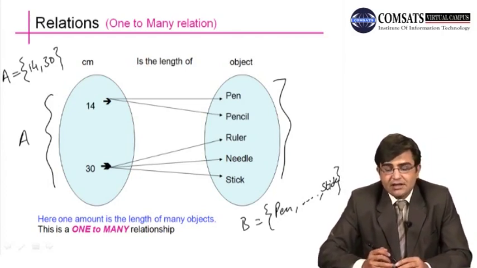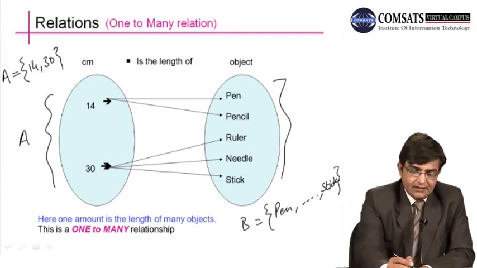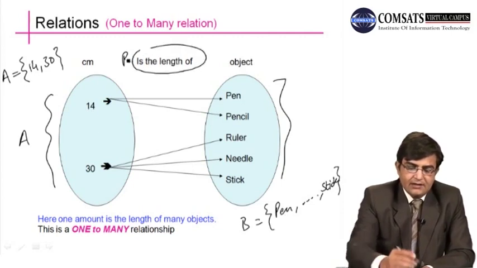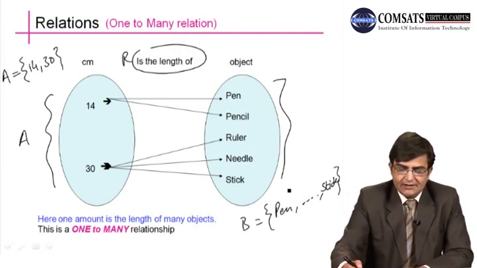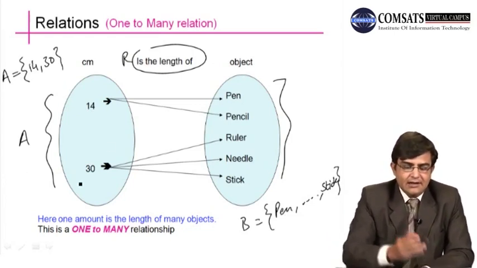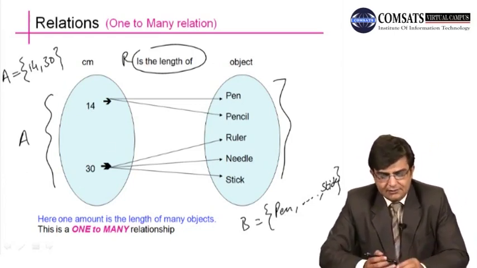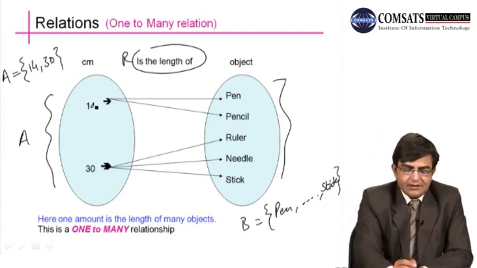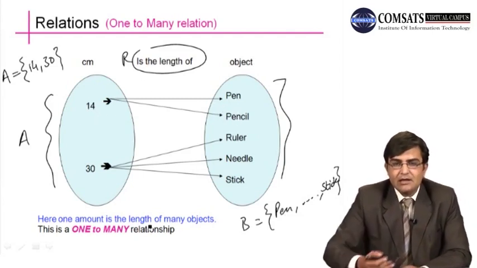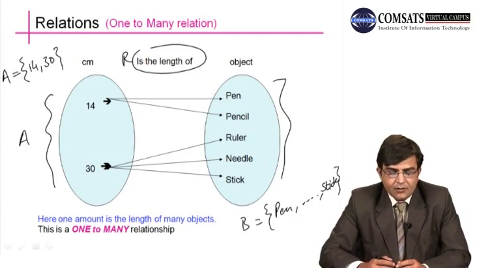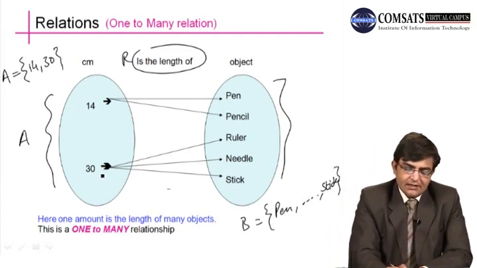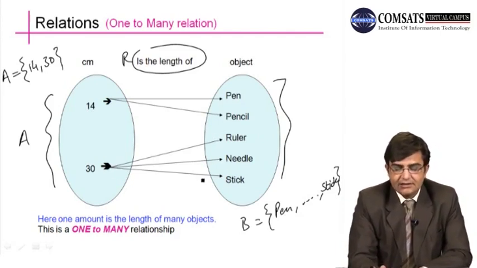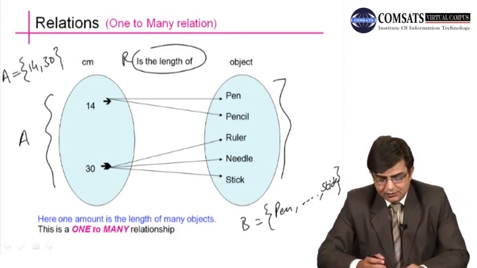We can define also the Cartesian product of A and B. Now what is the relation? Basically the relation is the length of the object. B is the set of objects, A is the set of lengths 14 centimeter and 30 centimeter. Now 14 centimeter is the length of pen, 14 centimeter is the length of pencil. So pen and pencil have the same length, 14. Similarly 30 centimeter is the length of ruler, of needle, and 30 centimeter is the length of stick also.